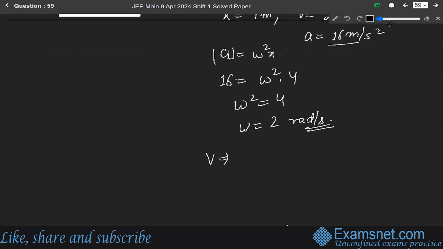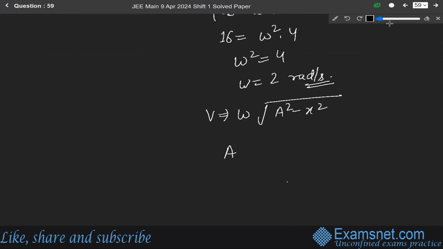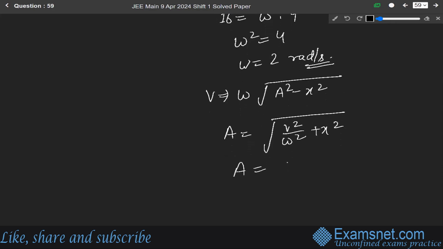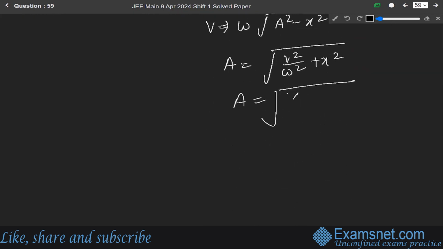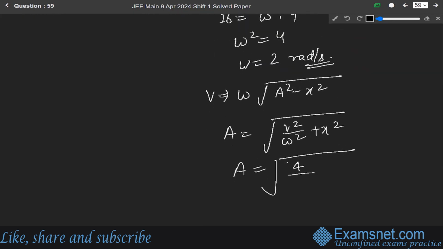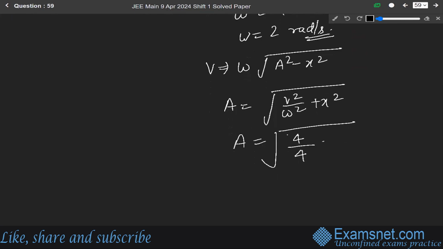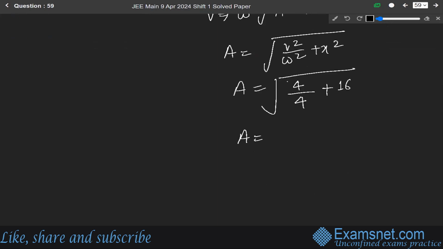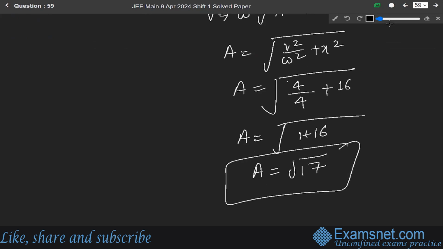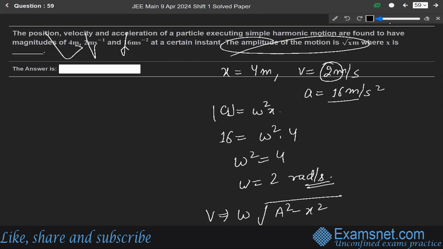So from here, velocity will be equal to omega under root of A square minus x square. So amplitude A will be equal to under root of v square over omega square plus x square. Velocity is given as 2. So 2 square is 4 over omega square, we found omega as 2, so omega square means 4, plus x square, x is given as 4. So 4 into 4, 16. So amplitude will be equal to under root of 1 plus 16, which is under root of 17 meter. Okay, so our answer is 17 meter.